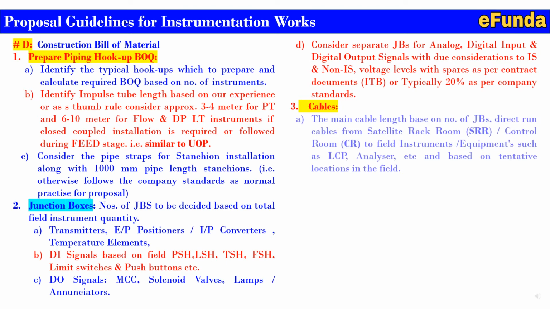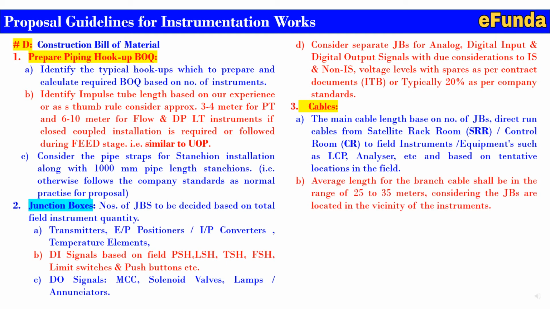For cables, A. The main cable length is based on the number of JBs and direct run cable from the satellite rack room, that is SRR, or control room, CR, to the field instrument or equipment such as LCP, analyzer shelter, etc. And based on the tentative location in the field, one can decide the main cable length.